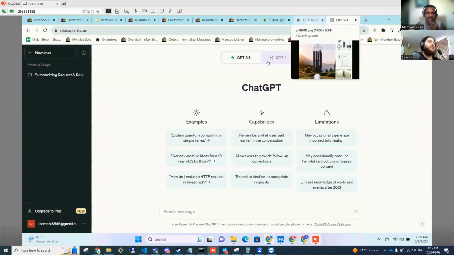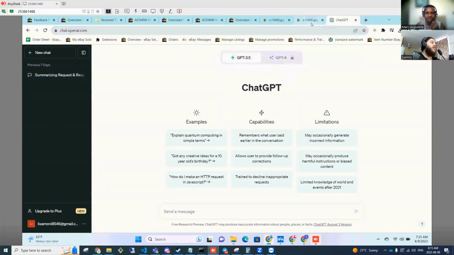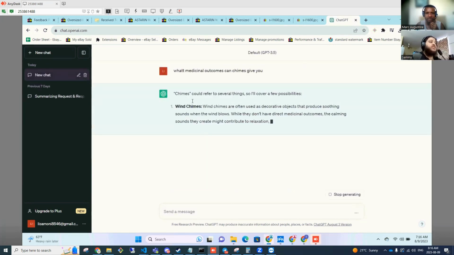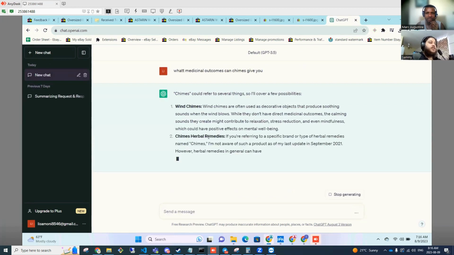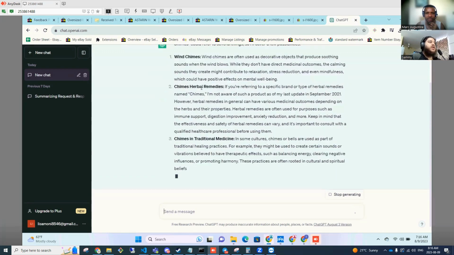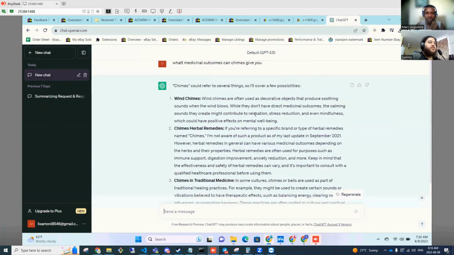So ChatGPT is one of the most powerful things that we have today. I would ask ChatGPT what medicinal outcomes chimes can give you. I would ask something like that. Wind chimes offer decorative objects. If you're referring to a specific brand, the calming sounds might contribute to relaxation, stress reduction, and even mindfulness.